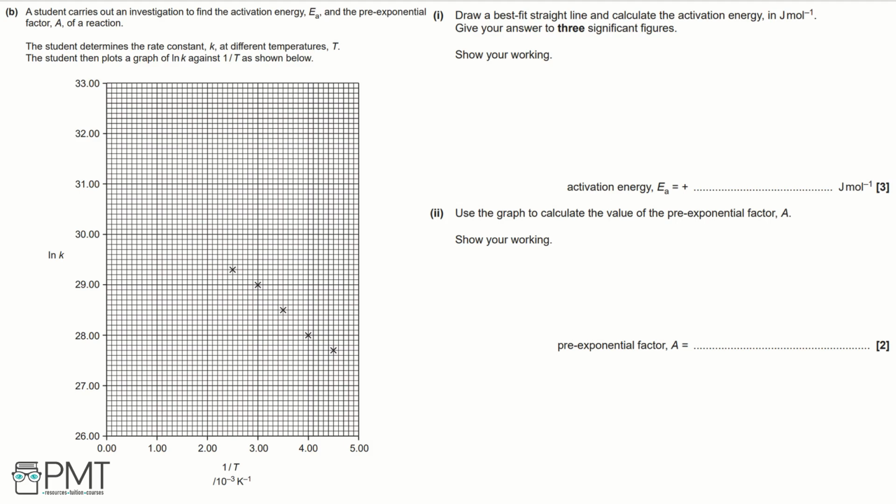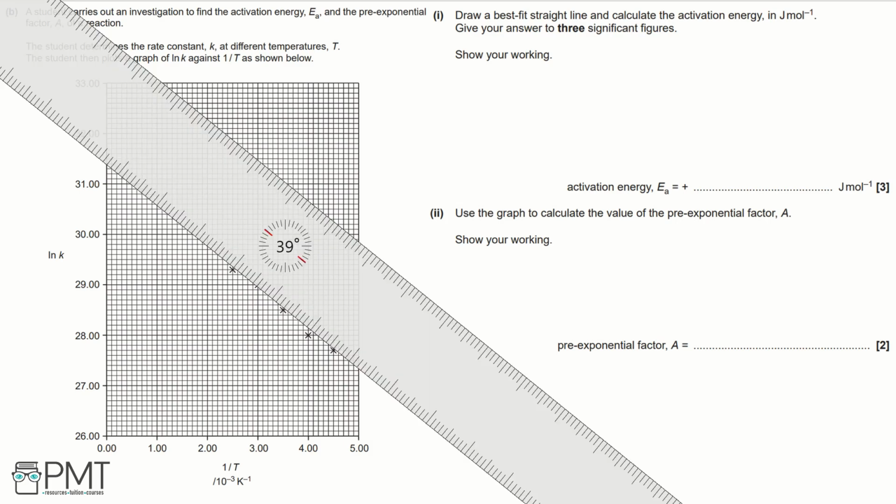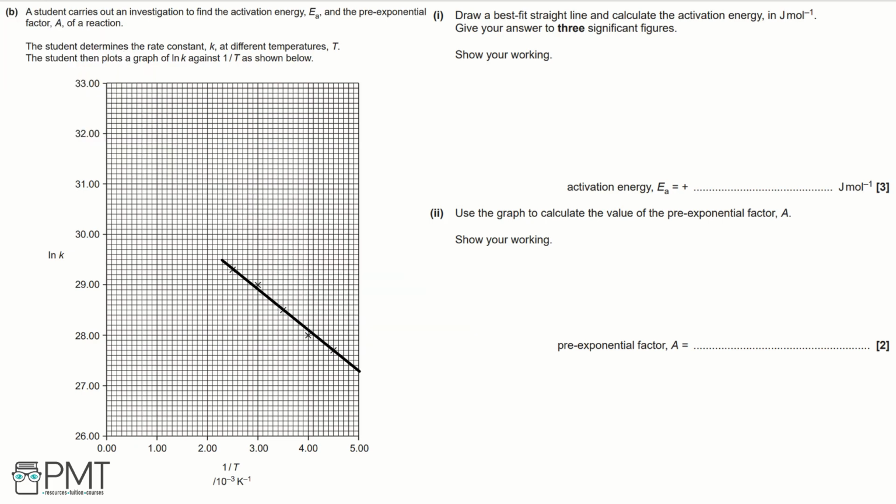Firstly, we need to draw our line of best fit. So we need a ruler, and the line of best fit does not need to intercept the y-axis here. We are just drawing our line of best fit for the range of the data points we've been given, like so. Now we've drawn our best fit straight line, we need to calculate the activation energy.